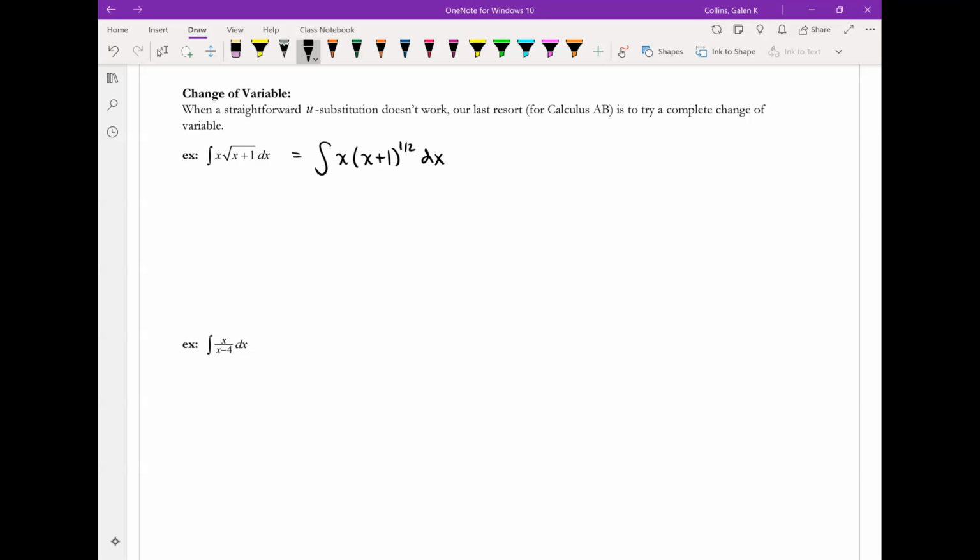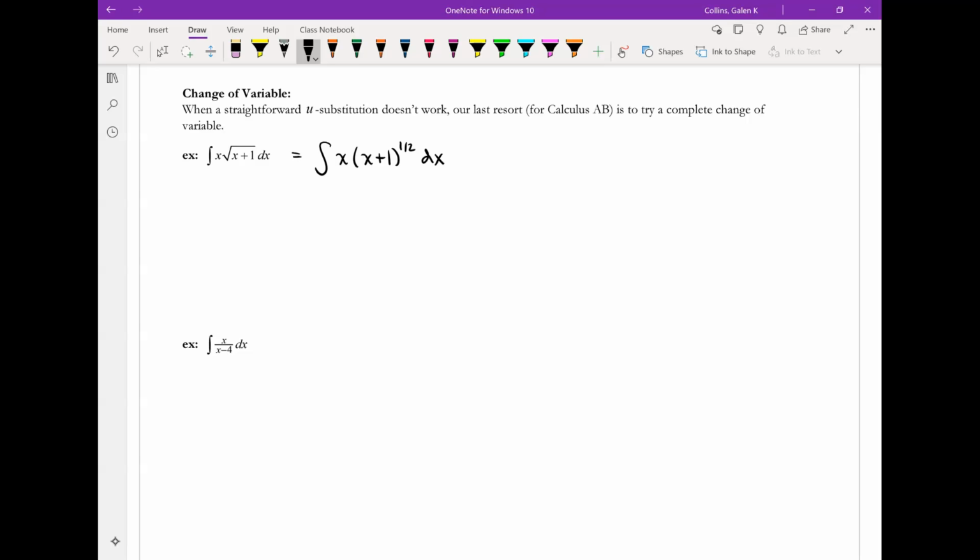We cannot distribute x over the binomial that has a power of 1/2. If it were x to the 1/2, like if the powers were switched, then we could do it, but we can only distribute over a binomial to the power of 1, or a trinomial, or just any polynomial. It's got to be to the power of 1. So the change of variable allows us to rewrite our integrand so that we can perform distribution, or at least that's in this particular instance.